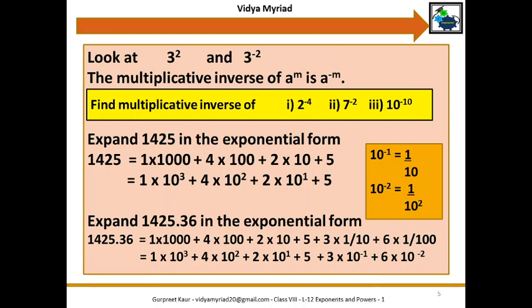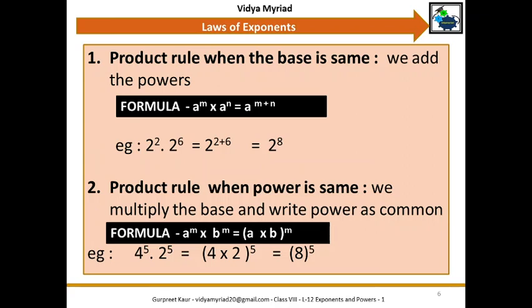We should know that 10 raised to power minus 1 is 1 upon 10 and 10 raised to power minus 2 is 1 upon 10 square. So, the opposite also you should know. What is 1 upon 10? 10 raised to power minus 1. What is 1 upon 10 raised to power 2? It will be 10 raised to power minus 2. It will become the reciprocal of the number.